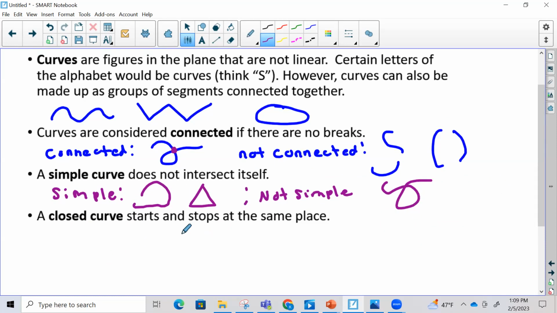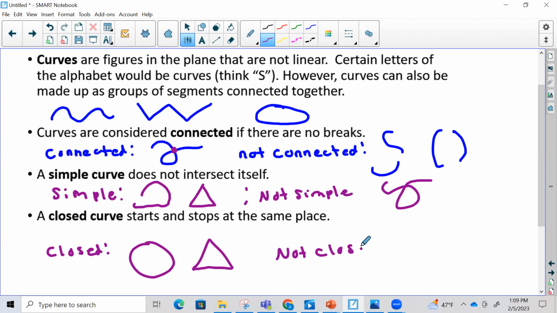And then we have a closed curve. So a closed curve starts and stops at the same place. So for example, this is a closed curve. The triangle would be a closed curve. It stops and starts at the same place. A not closed curve would be most of the other ones that I drew. Something like this, or again, it can be something that intersects itself, but there is a point where it does not stop and start at the same place.